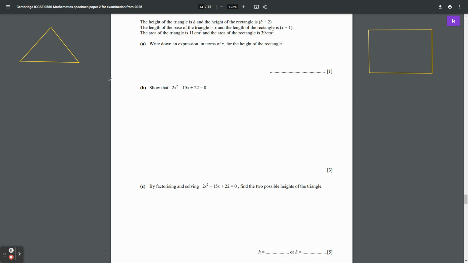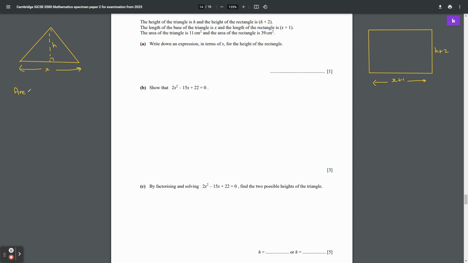So the height of the triangle is h, and it says the height of the rectangle is h plus 2. And then we're told that the length of the base of the triangle is x. So let's draw that in there. And we're also told that the length of the rectangle is x plus 1, running right across. The area of the triangle is 11 centimeters squared.